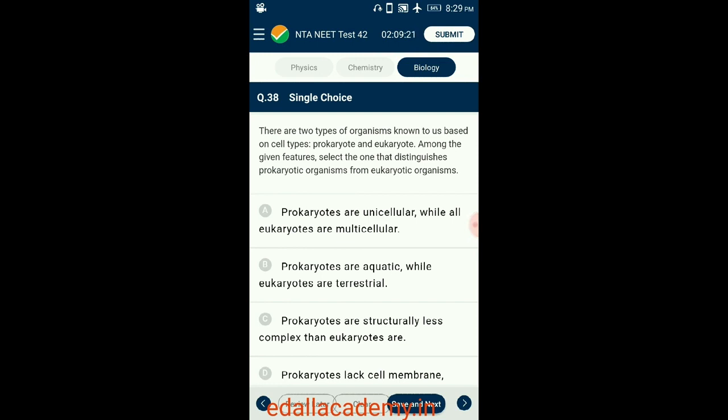Eukaryotes, on the other hand, are more complex and have membrane-bound organelles like the nucleus. These organisms can be unicellular, for example amoeba, or multicellular, like humans. Also, eukaryotes are not exclusively terrestrial. They are found in other habitats too. So the answer for this question is option C. Prokaryotes are structurally less complex than eukaryotes.